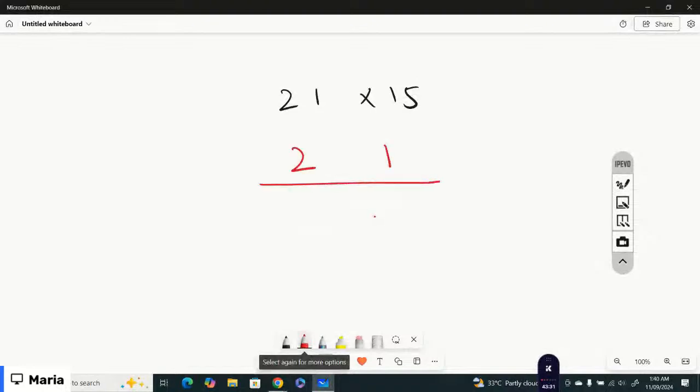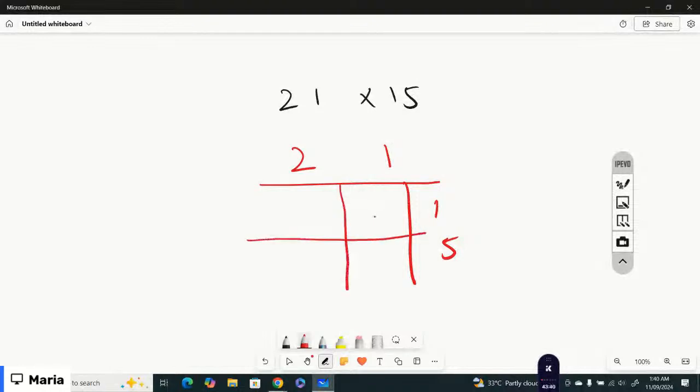The next one is 21 times 15, right? So you need to write 21 like this and 15 like this, right? 1 times 1 is 1. So 1 here and 0 here. 2 times 1 is 2. So 2 here and 0 here. Okay, now 1 times 5 is 5. 5 here, 0 here. 2 times 5 is 10. You need to write 0 here and 1 here, right?